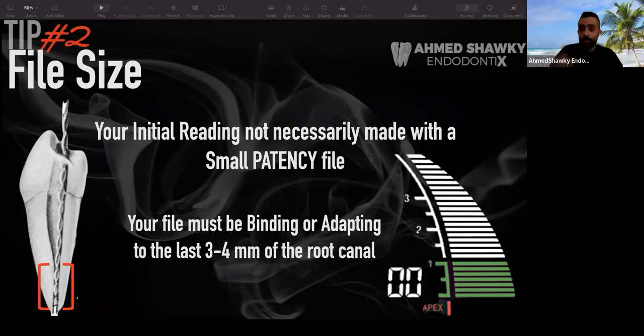That's why, if you choose a small file in a wide canal, it will touch in some places and not touch in other places. So it gives an erratic reading, up and down, up and down, up and down. So how can I stop it?